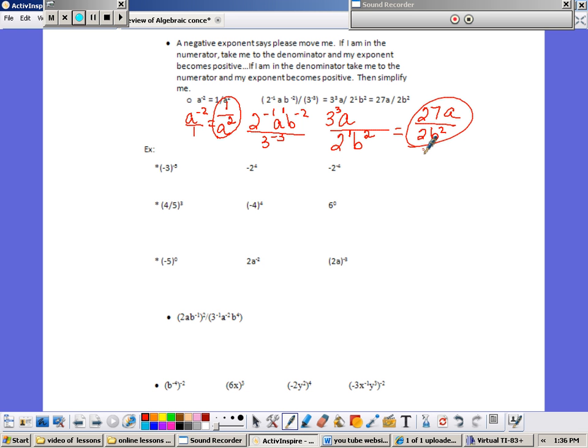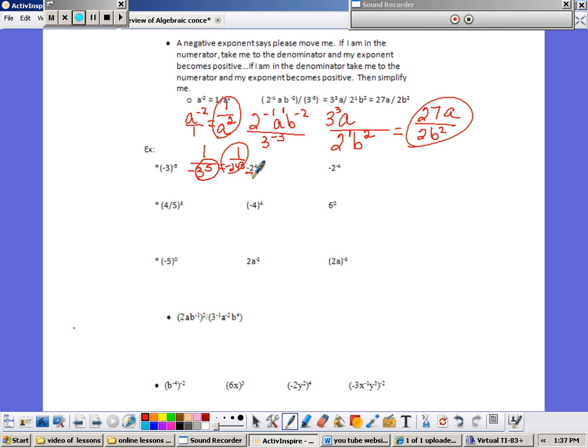So let's try a couple. I have negative 3 to the negative fifth. So 3 to the fifth goes to the bottom over 1. Now please notice there are no parentheses. So that 3 and that 5 are the two that go together. The negative doesn't. So it's going to stay negative. Doesn't matter if the 5 goes with it or not. It's still going to be negative. And it's going to be 1 over negative 243. Because 3 to the fifth power is 243.